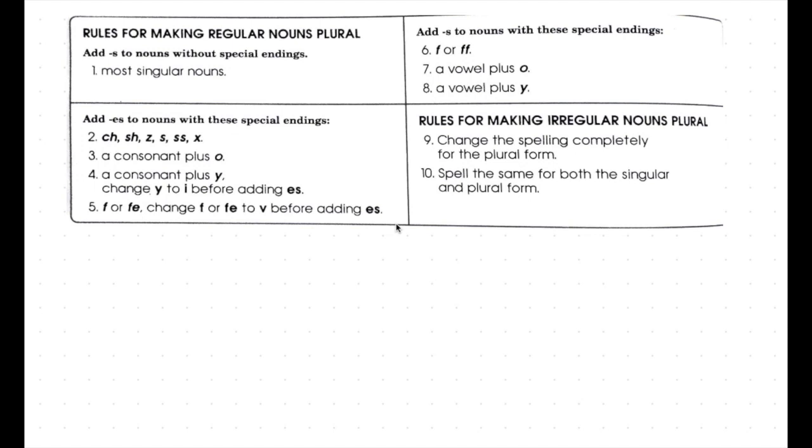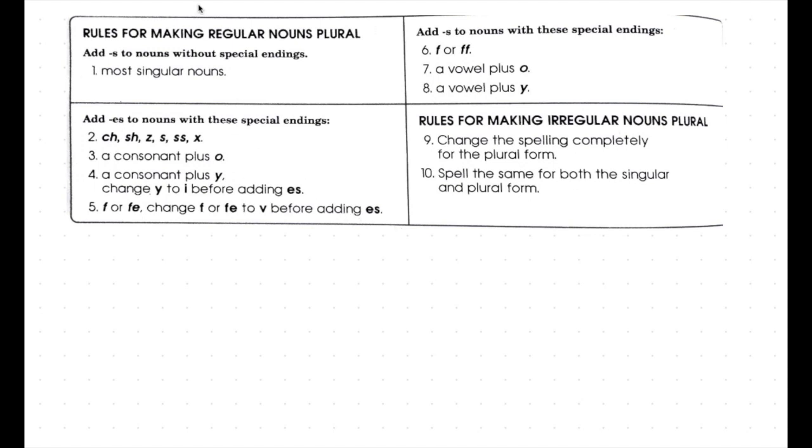Look at reference 150. I'm sorry, reference 150. And you can read that to yourself. It says rules for making nouns plural. But if this gets confusing and you don't understand it, you can just watch the rest of this video. I'm going to explain what it's saying.